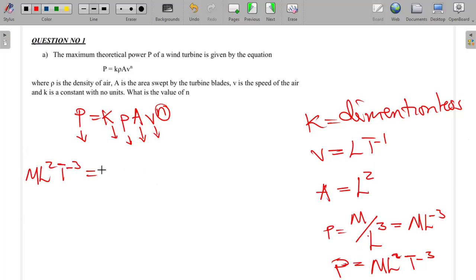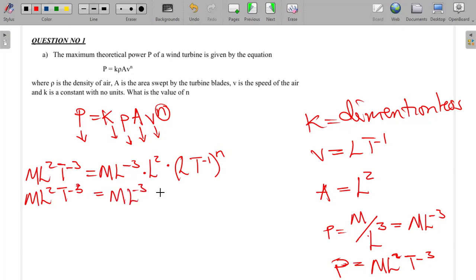So I'll start with rho: M L to the power minus 3, multiplied by the dimensions for area, which is L to the power 2, and the dimensions for velocity, which is L T to the power minus 1, but these are raised to the power n like that. All right, so we'll continue to say M L squared T to the power minus 3 will be equal to M L to the power minus 3 multiplied by L to the power 2, and this will be multiplied by L to the power n.